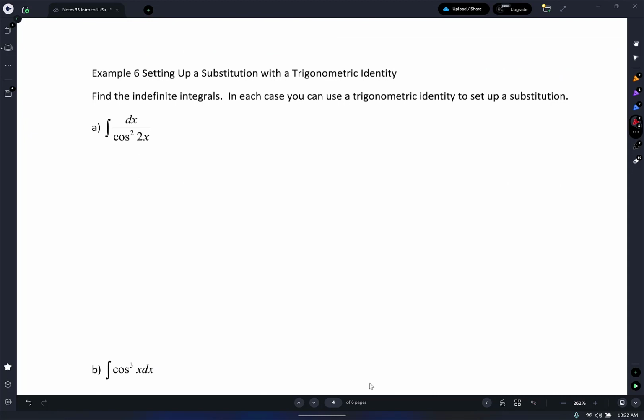All right, here we go. We're going to go slow. I see a dx over cosine squared 2x. So would it be 1 over cosine squared 2x? Yeah, it's the same, with a dx on the side. 1 over cosine x is the same thing as secant. Yes or no? So rewrite this into something that we know. Secant squared of 2x with a dx on the side.